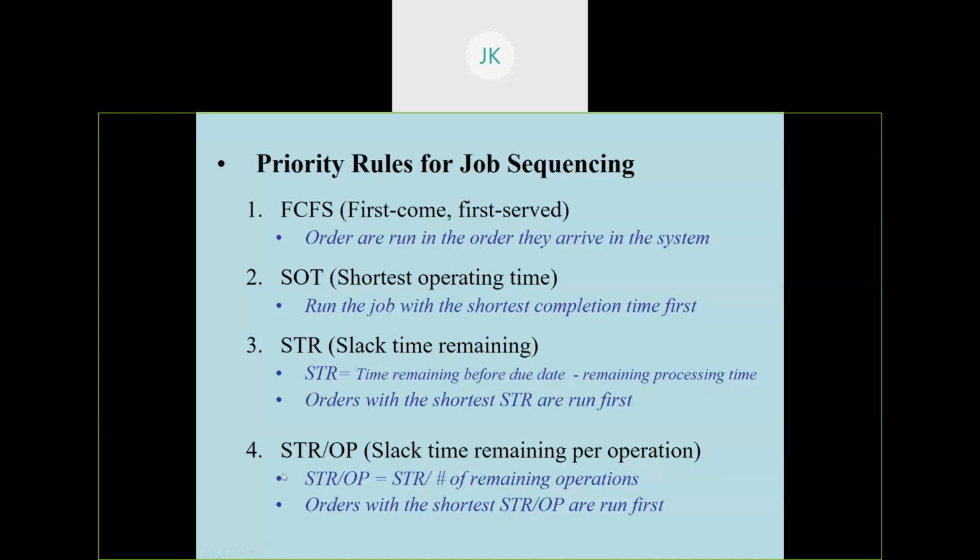STR divided by operation, that is slack time remaining per operation. Slack time divided by the number of remaining operations. With this ratio, the lower, the shortest, goes first, and second, and so on.